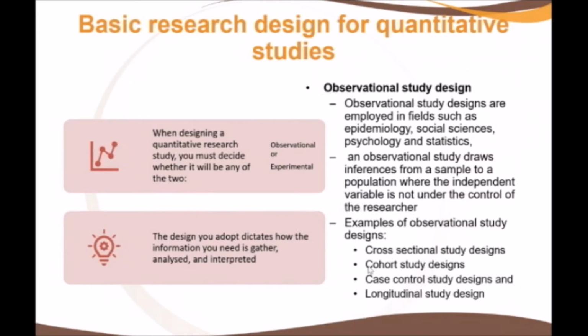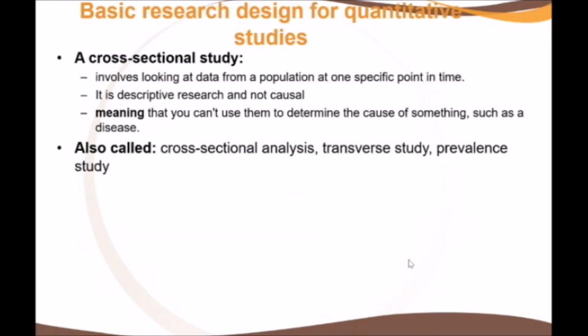So examples of observational study designs include cross-sectional studies. Okay. And I'm going to go into the details of this later on. Cohort study designs, case control study designs, and then longitudinal study designs. Those are the four main examples of observational study designs that you could adopt. Of course, the most commonly used are cross-sectional study designs.